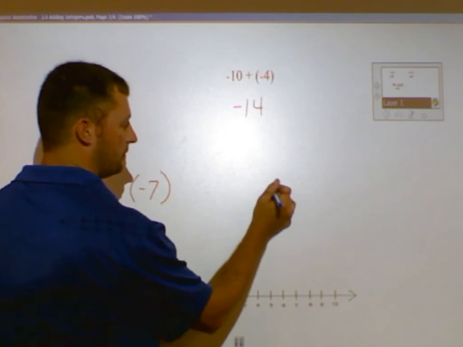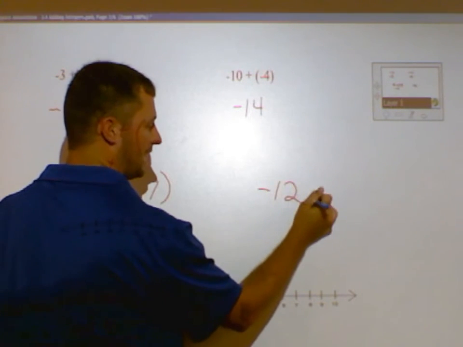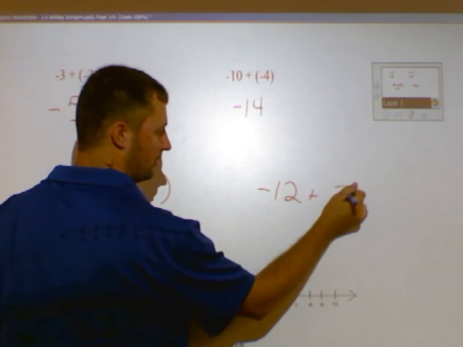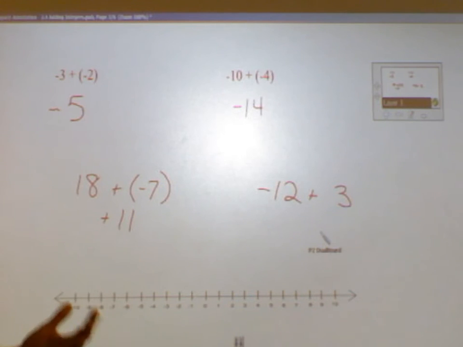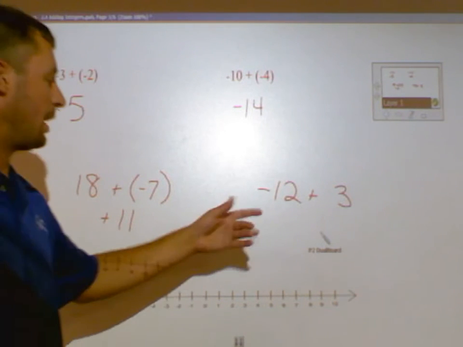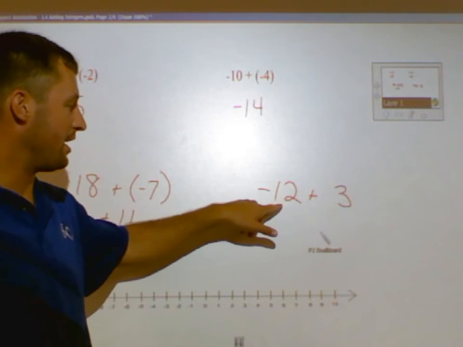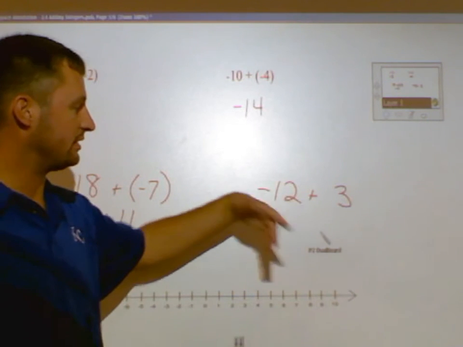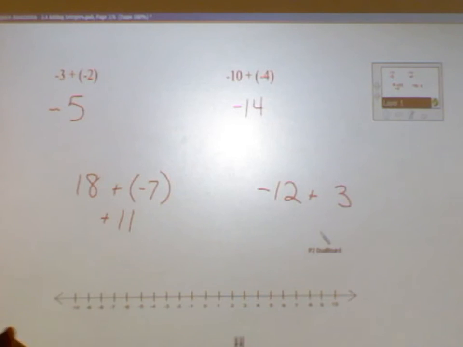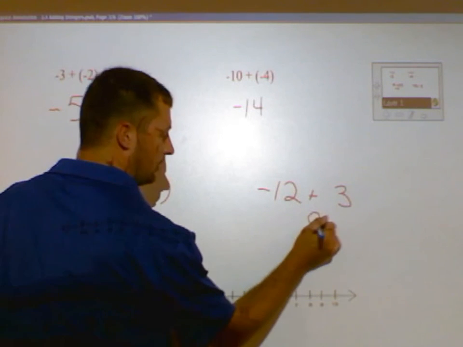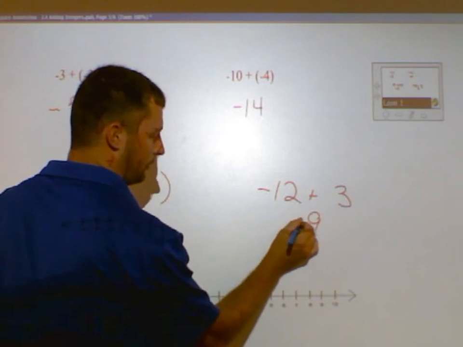Another example, say I have negative 12, and I'm adding positives to it. I'm only adding 3. I've got more negatives than I have positives, so I'm going to remain in the negative. I'm going to subtract. How many negatives am I left with? Well, 12 plus 3 is basically 12 minus 3. 12 minus 3, I have 9. They've canceled out. I'm left with negative 9.